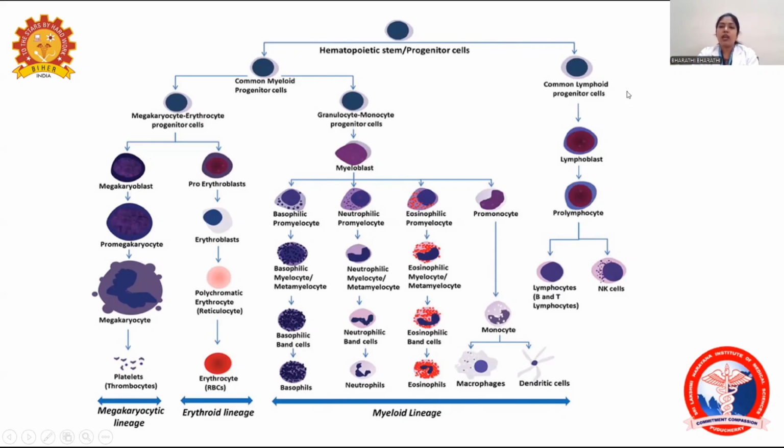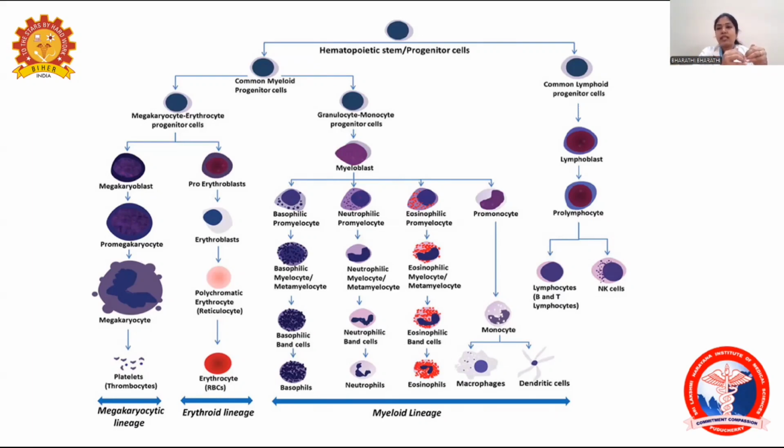The same way, the common lymphoid progenitor cells give rise to lymphoblast, prolymphocyte, which again divides into B and T lymphocytes. So, all of you are clear with these basics? Again, I will repeat. The hematopoietic stem cells or progenitor cells give rise to common myeloid progenitor and common lymphoid progenitor. The common myeloid progenitor gives rise to megakaryocytic series, erythroid series, as well as granulocyte monocyte series.